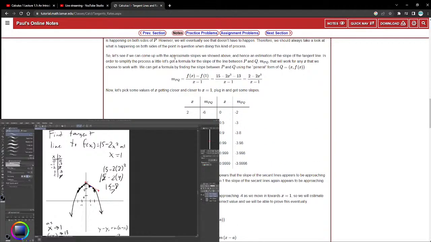So let's see if we can come up with the approximate slopes we showed above, as an estimation of the slope of the tangent line. In order to simplify the process a little, let's get a formula for the slope of the line between P and Q that will work for any x we choose to work with. We can get a formula by finding the slope between P and Q using the general form of Q. Let's pick some values of x getting closer and closer to x equals 1. Plug in and get some slopes. I'm going to try this for myself in a minute.